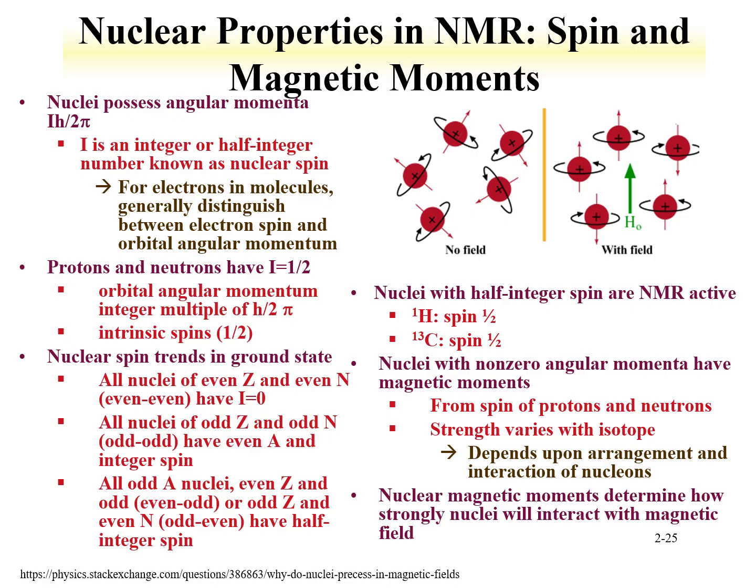Nuclei with non-zero angular momenta also have magnetic moments, and these are from the spins of the protons and the neutrons. From nuclear magnetic resonance, the strength of the magnetic moment depends upon the arrangement and the interactions of the protons and neutrons. These strengths vary from nucleus to nucleus, and the nuclear magnetic moments determine how strongly nuclei will interact with the magnetic field, therefore it is a central term to understanding how receptive a nucleus will be to NMR spectroscopy.